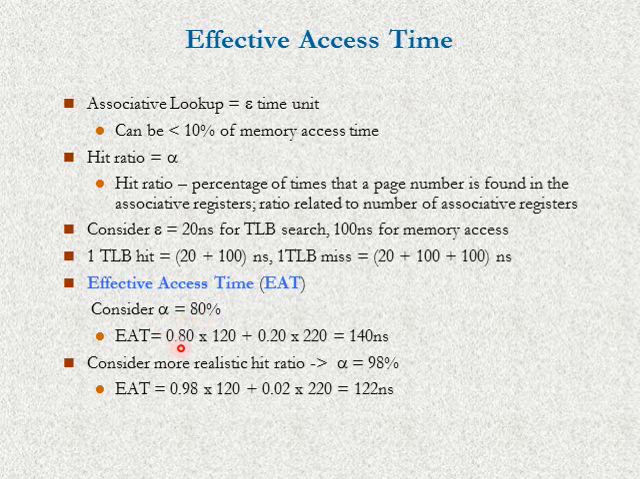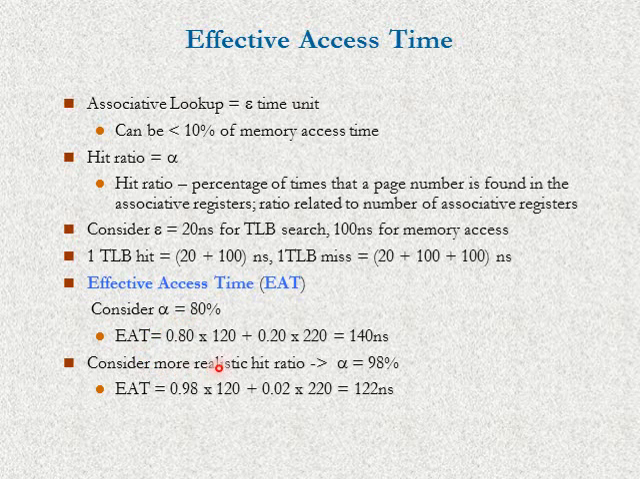So we will multiply this 0.8 by 120, the effective access time for a TLB hit. So we will get around 96 nanoseconds, and then we have 0.2 times 220, and we will get around 44 nanoseconds in this case. So a total of 140 nanoseconds is the effective access time when we have a hit ratio of 80%.